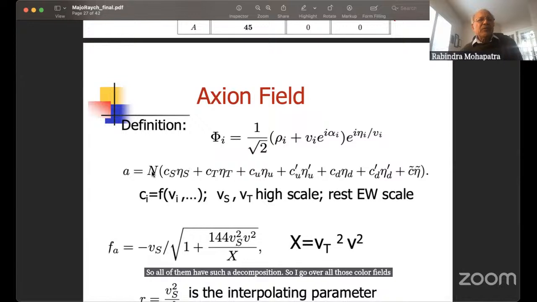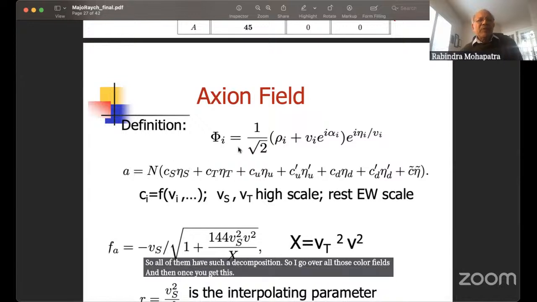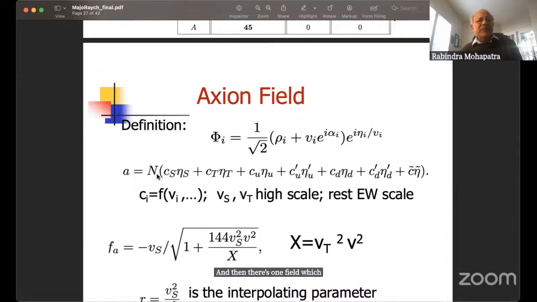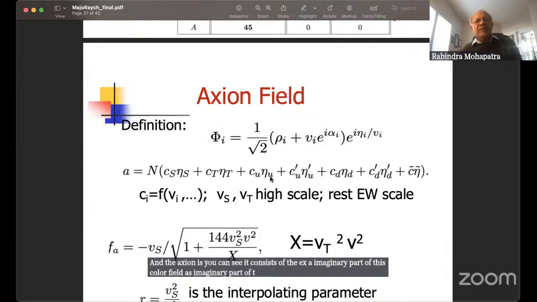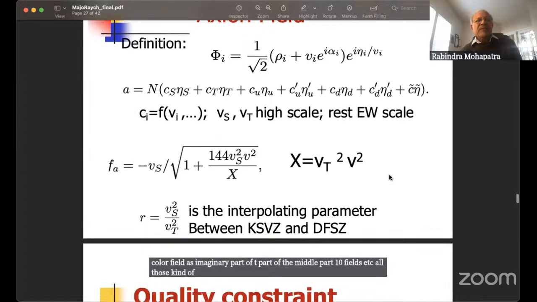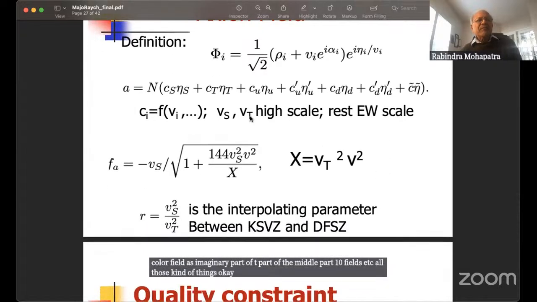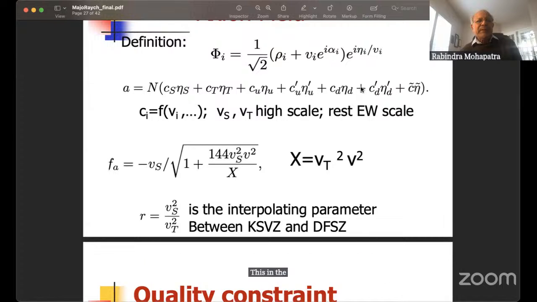Once you have this, you can take all the fields and calculate which ones become the longitudinal modes of the gauge field. And then there is one field which you can identify as the axion. The axion consists of the imaginary part of the scalar field S, the imaginary part of T, the imaginary part of the 10 fields, and all those kinds of things. Okay, so this is the axion.